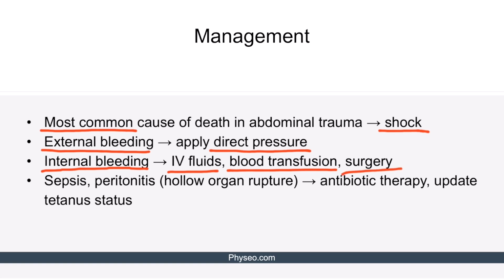Lastly, if the patient has increased risk of sepsis and peritonitis, such as in the case of hollow organ rupture, one would start antibiotic therapy and update the patient's tetanus status.